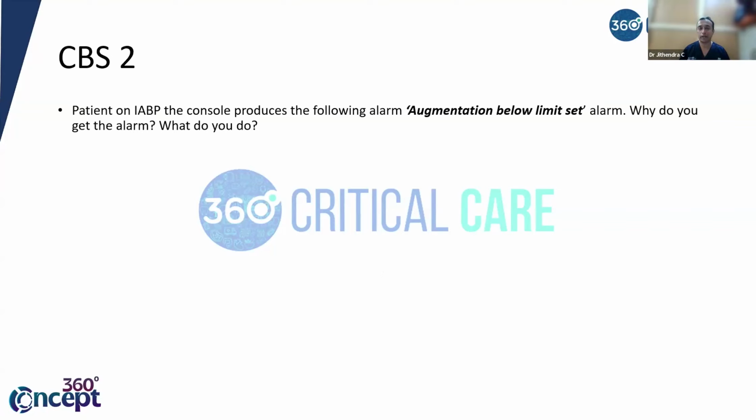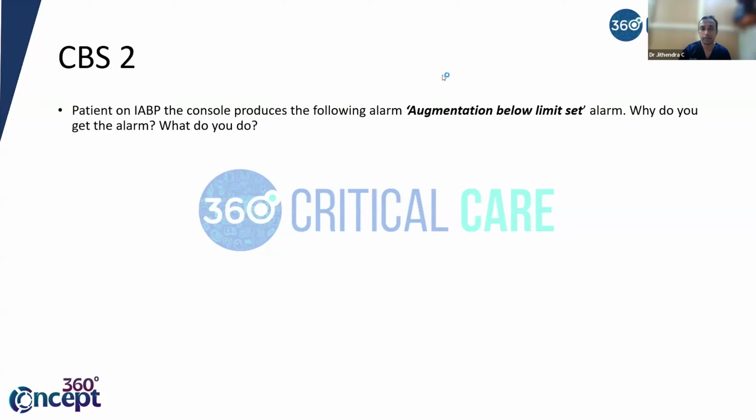Like how you get ventilator alarms, like ventilator tidal volume is below the limit set, or minute ventilation below the limit set, here also you can get an alarm. Augmentation below the limit set. Why do you get that alarm and what do you do? I'll see what the answers are. Somebody says it is timing error. Check the helium level. Okay, next. Anybody else? Delayed inflation.